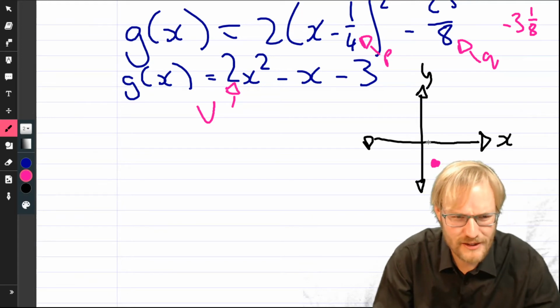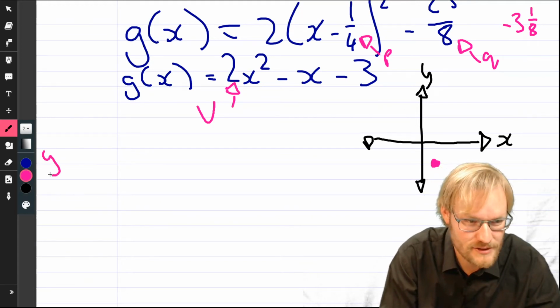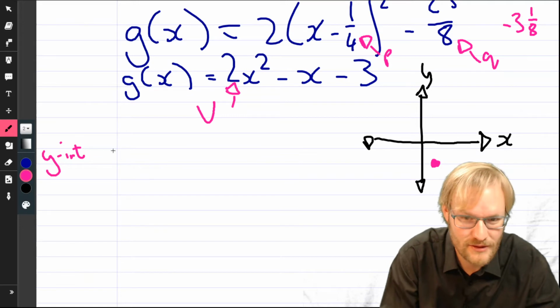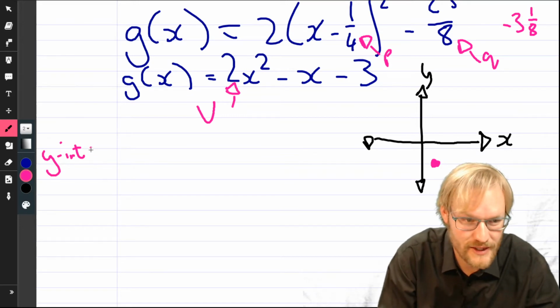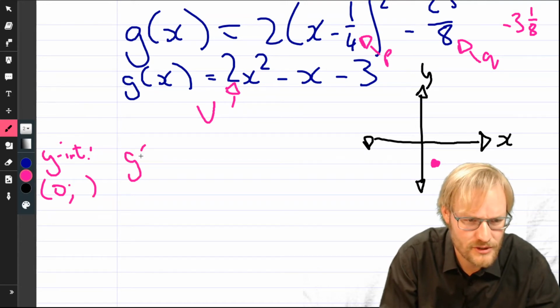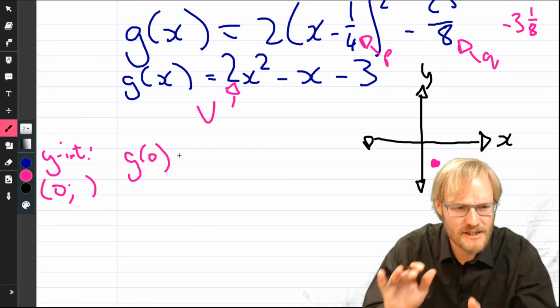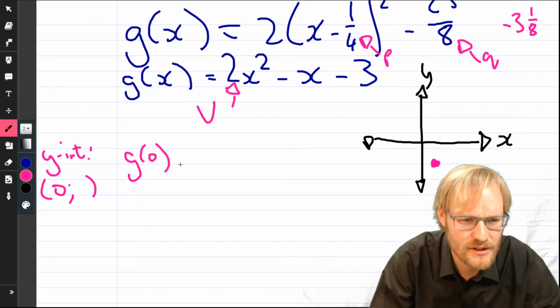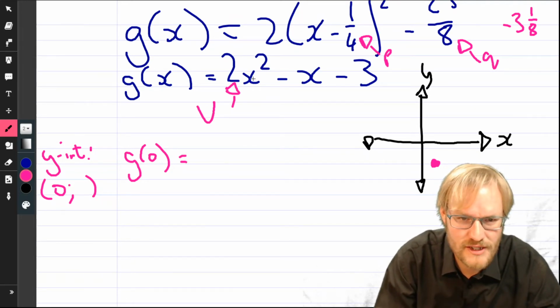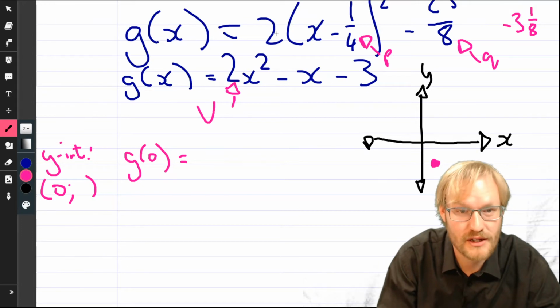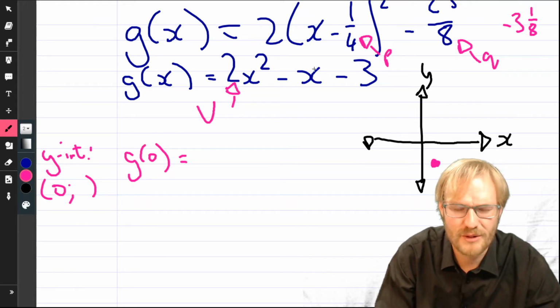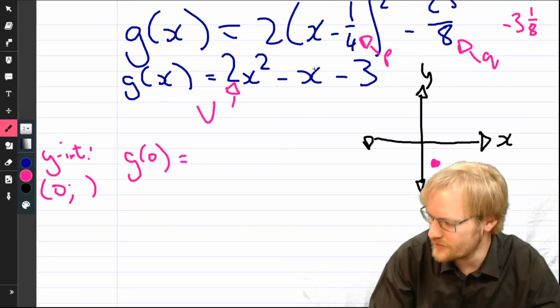Okay, let's work out what the y-intercept is. So for the y-intercept, we know that the x value is 0. So it's going to be 0, something. So let's work out what g of 0 is. In other words, let's input 0 and see what the output is. I'm going to do it into this equation because it's easier to work with than this form of the equation. Remember, they have the same equation, just written a bit differently.